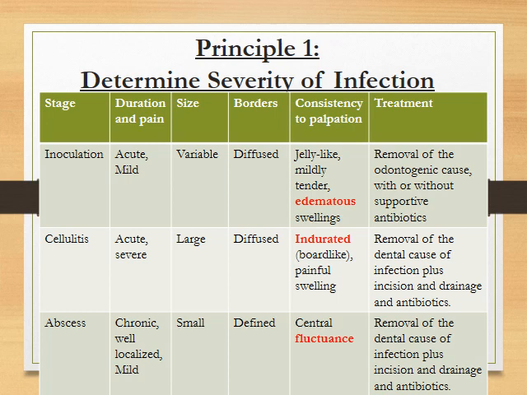In the cellulitis stage, the duration is also acute, from 1 to 5 days, but the pain is severe. So the distinction between the inoculation stage and the cellulitis stage is the pain. In the abscess stage, we enter a more chronic form of the infection. The pain is well localized and mild.